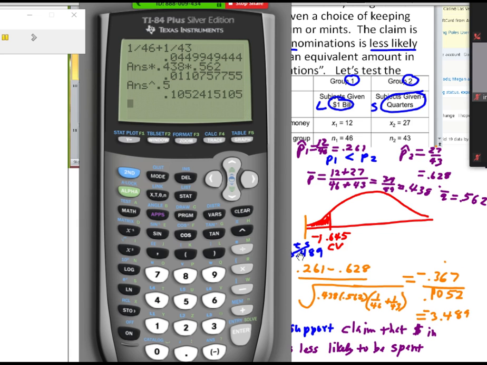Put that in here. My test stat is negative 3.489, way out here, so it's completely in the guilty area. I totally have enough evidence to reject H0. It's absolutely guilty. So reject H0, which means I have enough evidence to support, because again, H1 is my claim, so I'm going to use the word support here. Support the claim that, and then just say what your claim was, that money in larger denominations is less likely to be spent.